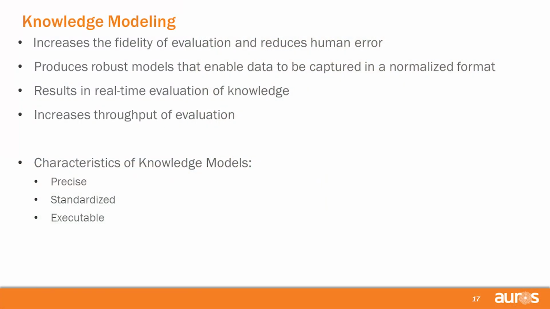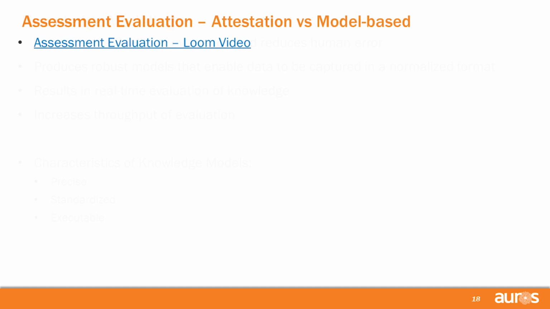So the characteristics of knowledge models are that they're precise, so we know exactly what's being evaluated, and the outcomes are clear. They're standardized, so the knowledge is captured in a clear and consistent format. And they're executable, ideally in a mature state without human interaction. So first, we're going to show you this video. It's assessment evaluation with attestation versus model-based evaluation.